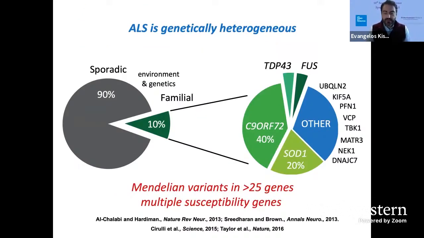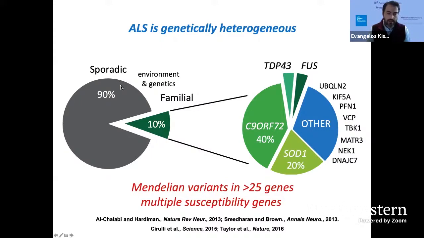You know, as I mentioned, there have been tremendous breakthroughs in ALS genetics over the last decade or so, with loads and loads of new genes having been identified. In fact, at this point, we know of Mendelian variants in more than 25 genes, as well as multiple genes that modulate susceptibility to this disease.